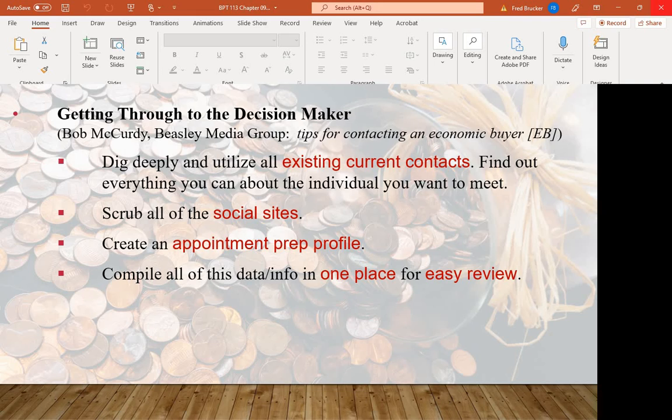Create an appointment prep profile where you put in all the information that you have found out about a prospective client, and then compile all of this data into one place for easy review. Have a file folder or have a folder in your computer that has all the information about a particular client. That way you have one-stop shopping to go and reference that material when you need it.